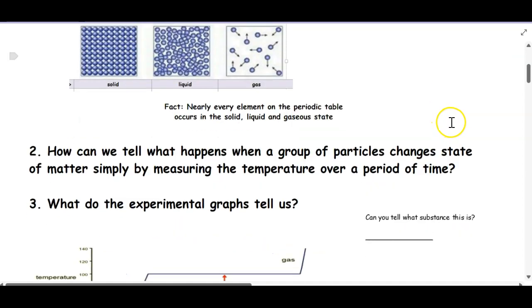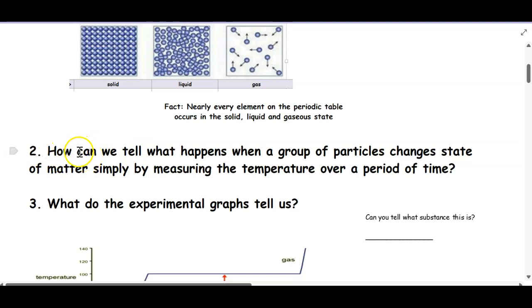All right. Secondly, how can we tell what happens when a group of particles changes state of matter? Simply by measuring the temperature over a period of time. So we know it has something to do with temperature. The third thing is, oh wait, let me talk about this. One other thing is I'm relying on your previous knowledge. So we know that states of matter occur because we've experienced many of them in our daily lives.